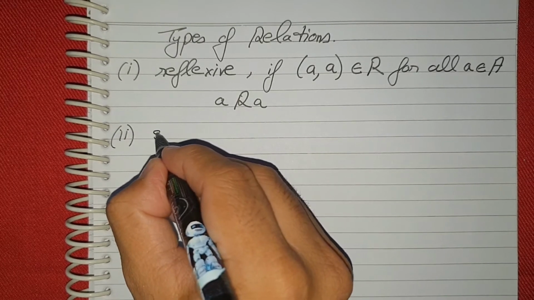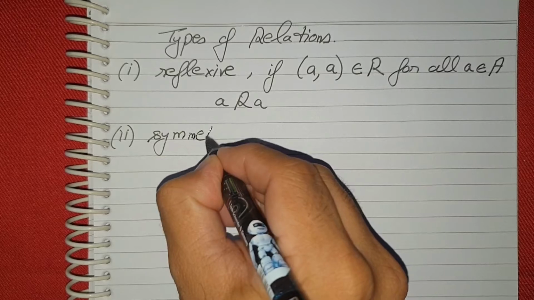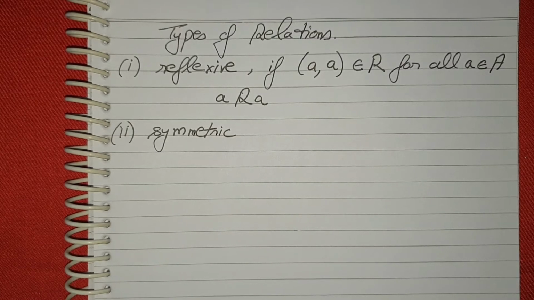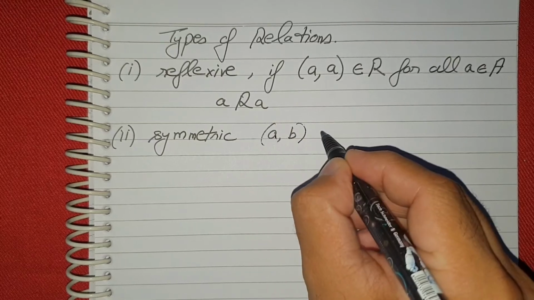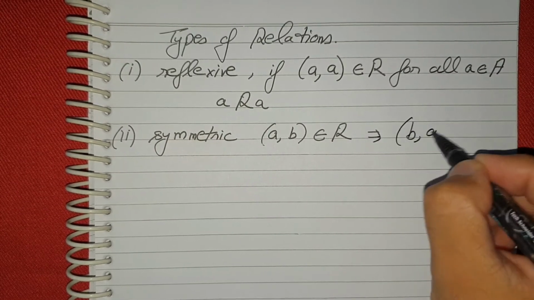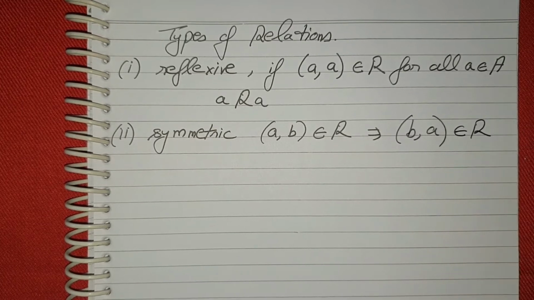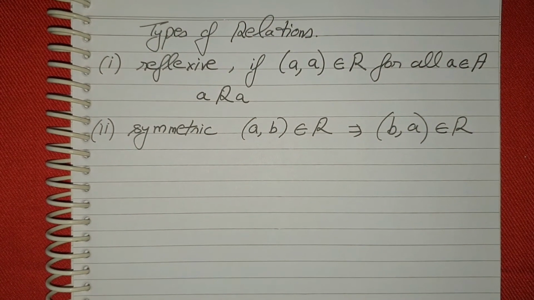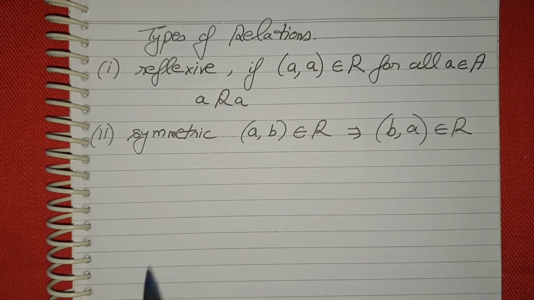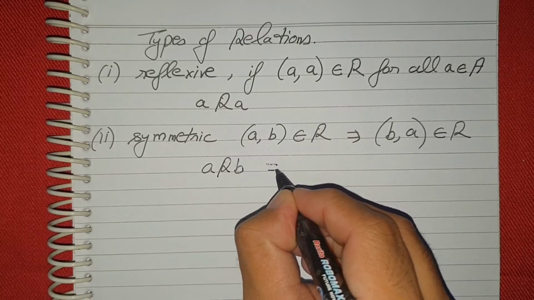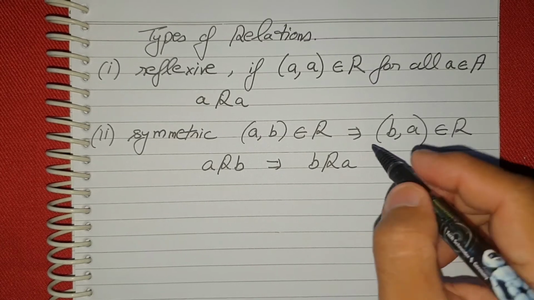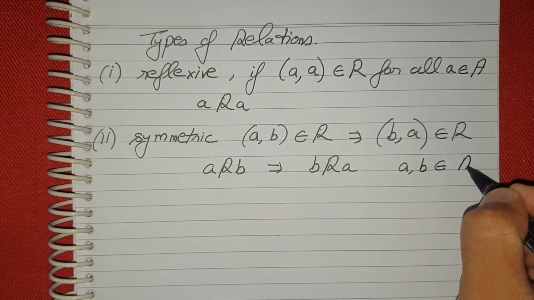Second comes the symmetric. If (A, B) belongs to R, this implies (B, A) belongs to R. So in short, what I mean to say is that if A is related to B, this implies B is related to A for all A, B belongs to A.